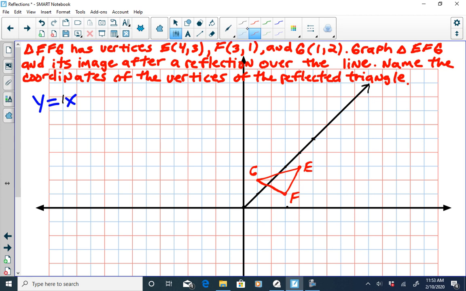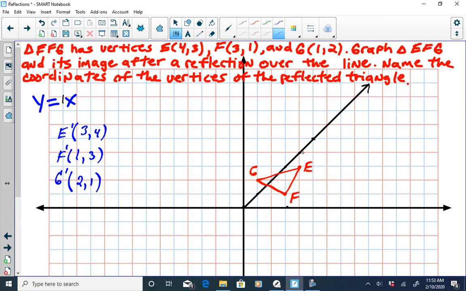Good. Now, a reflection over the line y is equal to x. Because y is the same as x, we just reverse the ordered pairs. So for E prime, a reflection over the line y is equal to x, the y value becomes x, the x value becomes y, so 4 comma 3 becomes 3 comma 4. F prime, 3 comma 1 becomes 1 comma 3, and for G prime, 1 comma 2 becomes 2 comma 1. Right, so it's just a rule that if we have a reflection over the line y is equal to x, because y is the same as x, we just simply reverse or flip-flop our x and y values.